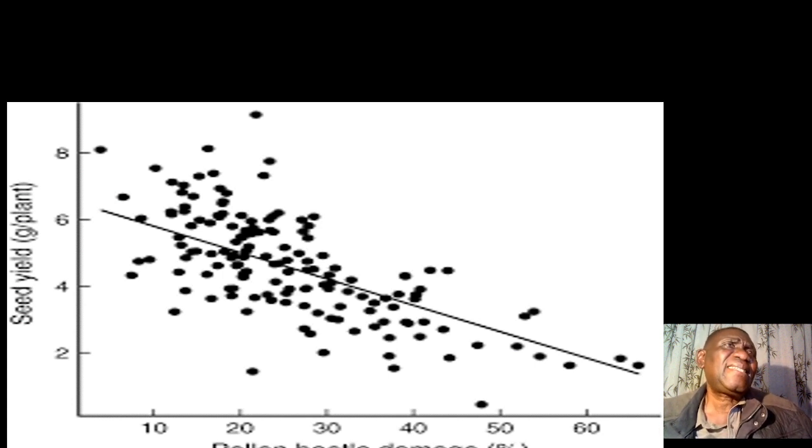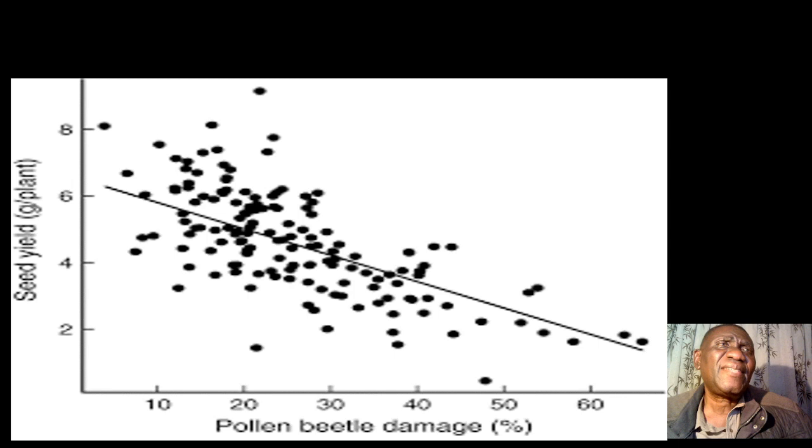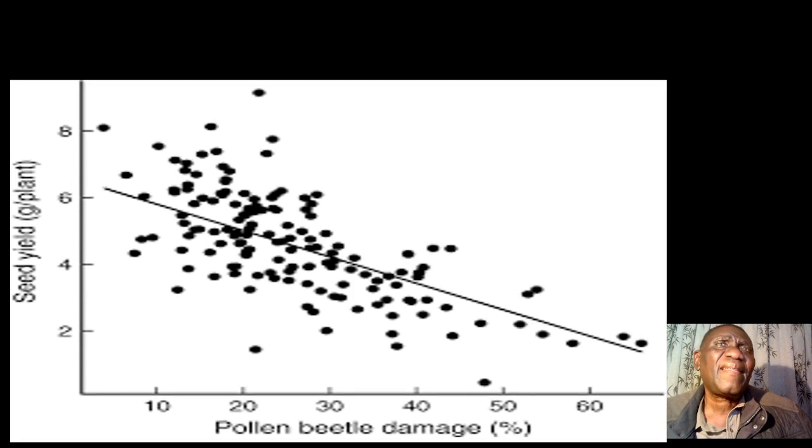This is seed yield, probably related to incidence of pests. This is pollen beetle damage percentage related to seed yield. So you have a decrease in the seed yield.